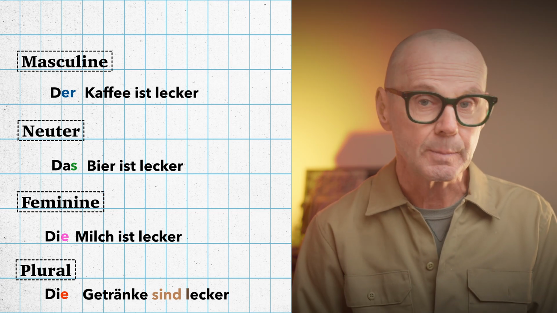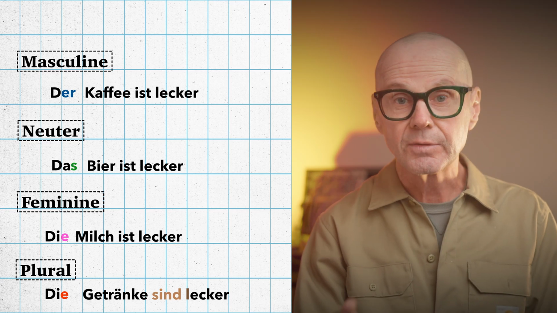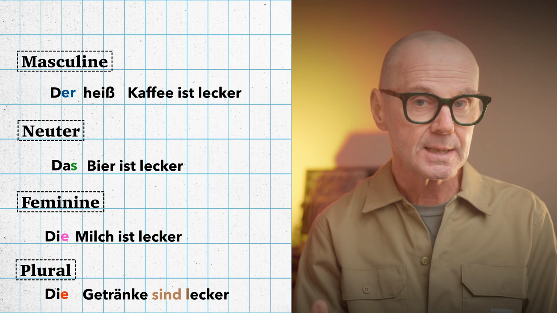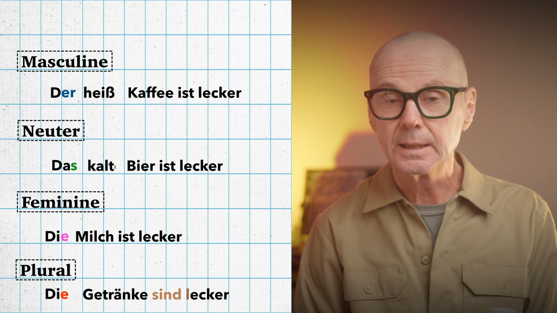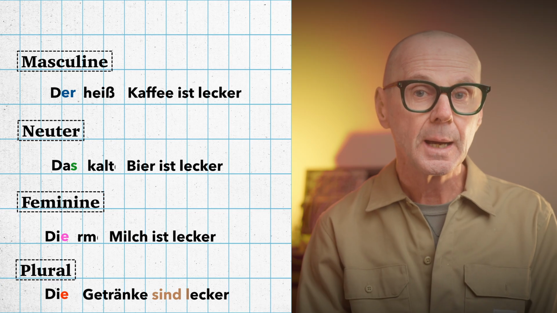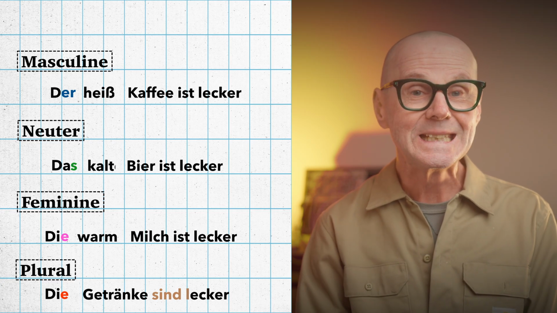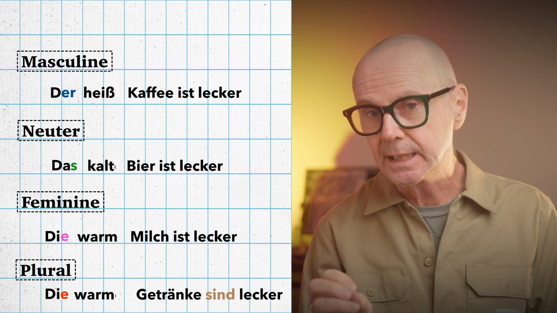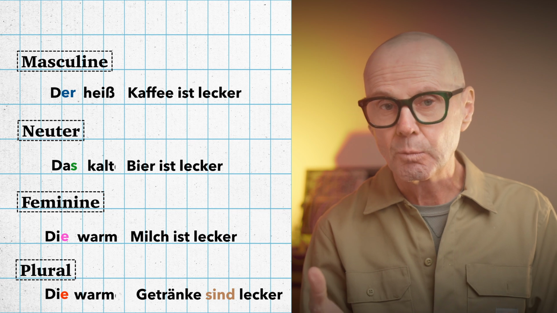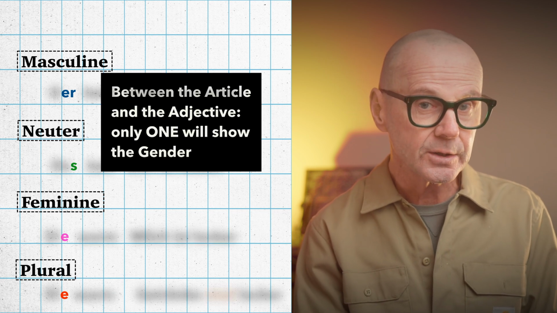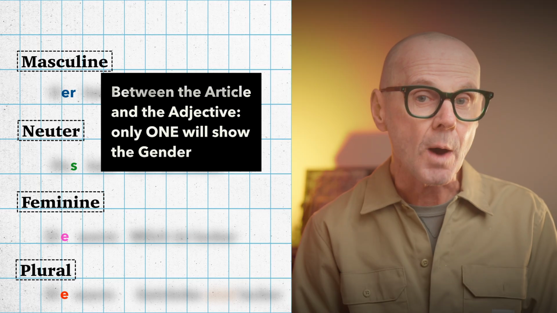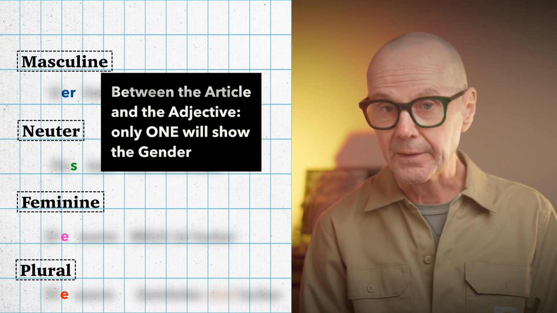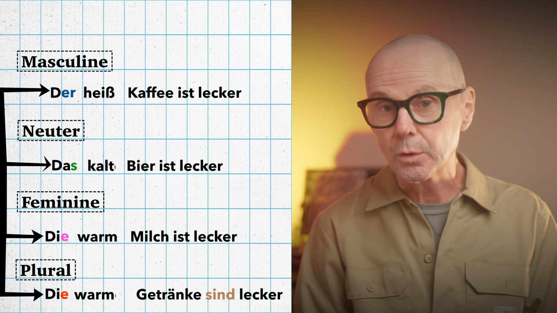So let's add in some adjectives, the same ones again, and for now we'll leave the gender endings off. Der heiße Kaffee ist lecker, das kalt Bier ist lecker, die warm Milch ist lecker und die warm Getränke sind lecker. Now, before we start adding in endings, we need to remember what we noticed before. Between the article and the adjective, only one of them is going to give us reliable information about the gender of the noun. And the definite articles already show us the gender.